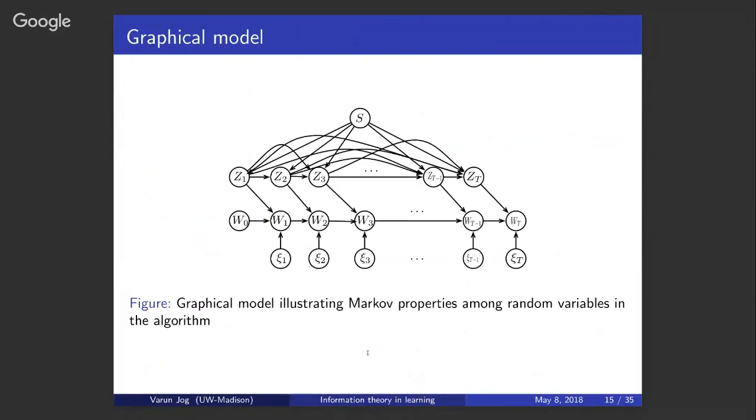And so I'll skip this slide, but this is just saying there are a lot of conditional independence properties going on in this model. So we have a lot of random variables, and all those conditional independence results can be summarized in this one graphical model, kind of a picture.